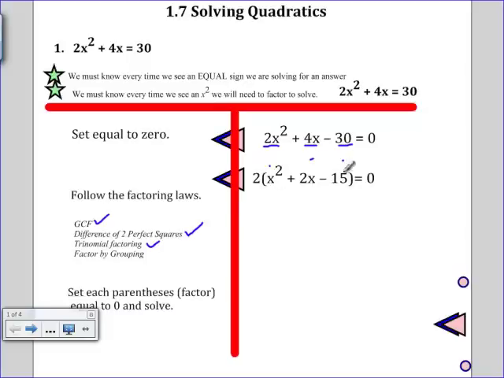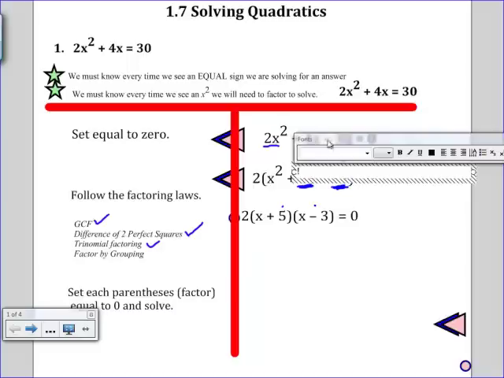So for trinomial factoring, I want to find two things that multiply to negative 15 but add up to positive 2. And there you have it, 5 and 3. Notice 5 times negative 3 gets me my negative 15, and 5 plus negative 3 gets me my positive 2. So there you have it. Your answers are pretty much staring you in the face.